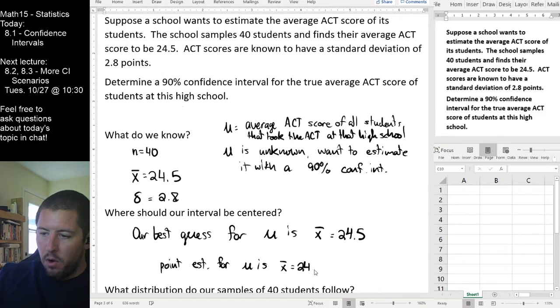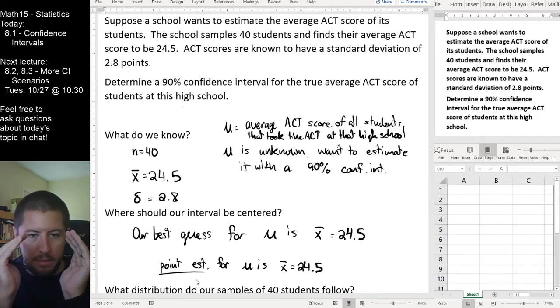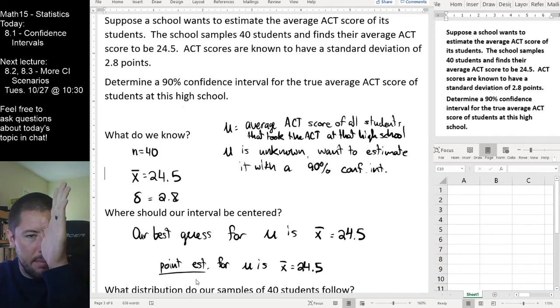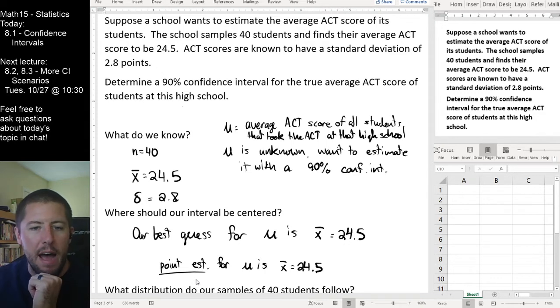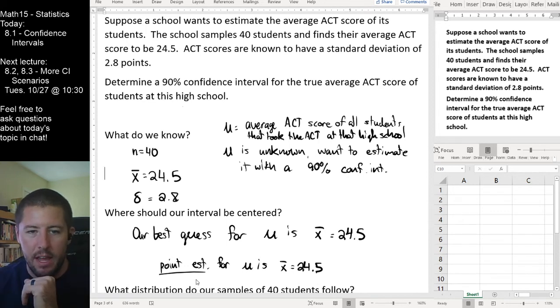And just to throw a vocab word at you right here, this is referred to as a point estimate. The reason that we call it a point estimate instead of just an estimate is because the entire purpose of a confidence interval is to be an estimate, but it is an interval of estimates rather than an estimate of one value, right? So 24.5 is our guess for mu, but we're also going to be making a statement in a second here that's going to say like 24.3 isn't a bad guess either, right? So an entire interval of estimates versus a single point estimate, right there is the distinction.